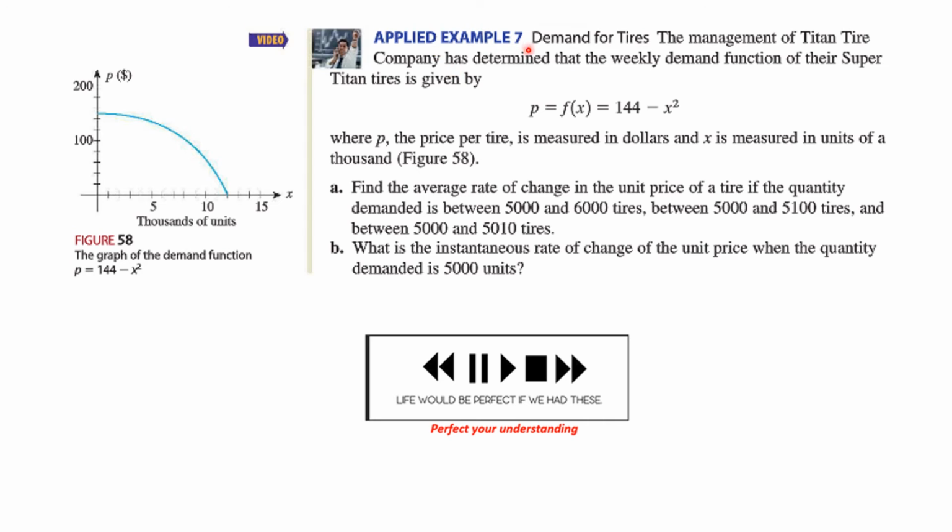Here's an applied problem, number 7. You've got a demand for tires. You want to find the average rate of change for these quantities and then find what is the instantaneous rate of change of the unit price when the quantity demanded is 500 units. You know what to do. Let's see how you did.